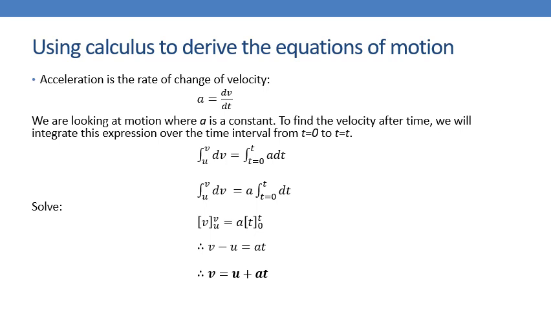And then we can see that that is our first equation of motion. So we start with a equals dv by dt. We put the dt and dv on different sides of the equal sign. We add in the integrals, we add on the limits, and then we do the integration.